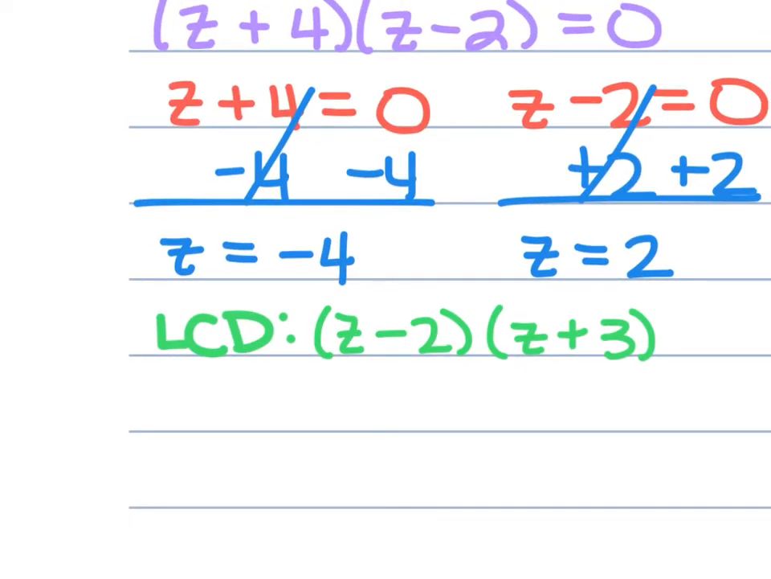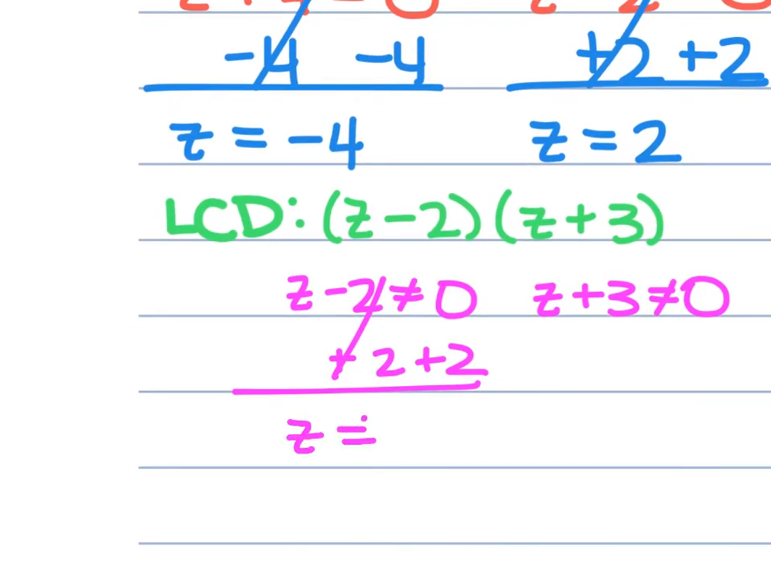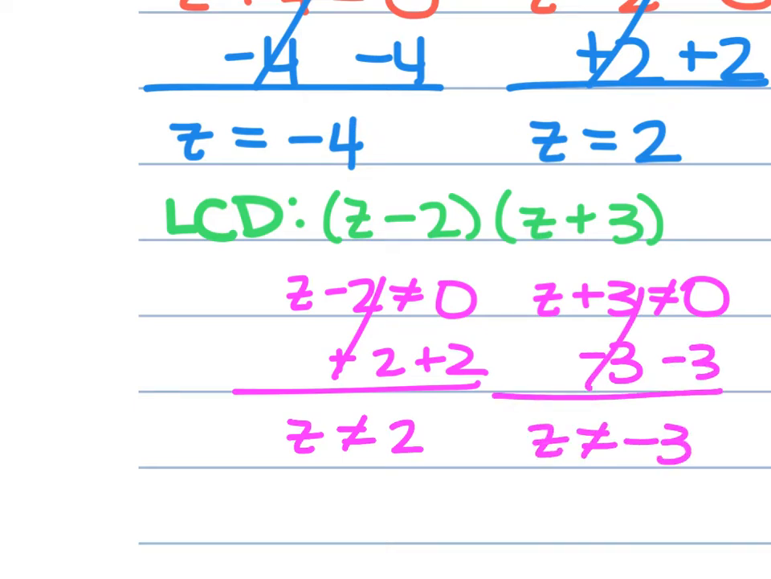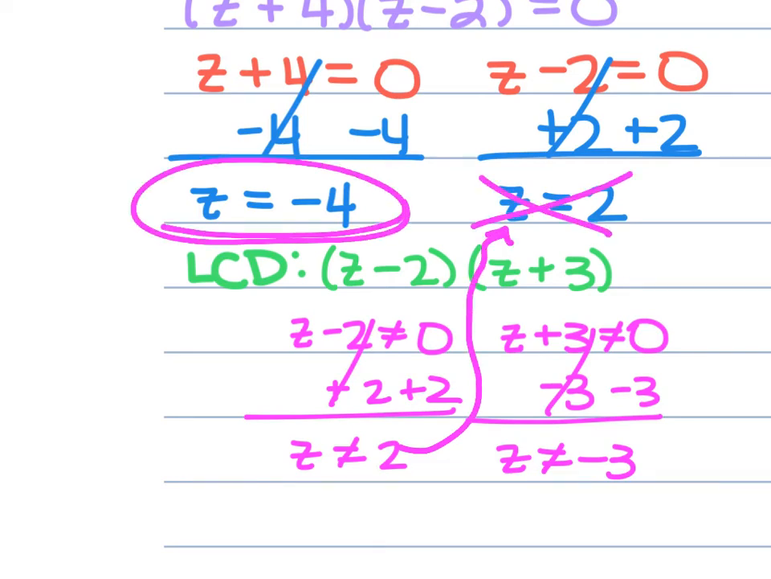So what z cannot equal: z minus 2 cannot equal 0, z plus 3 cannot equal 0. Add the 2, we get z is not equal to 2. Subtract the 3, z cannot equal negative 3. So if we look here, z cannot equal 2, and z is equal to 2, so this is an extraneous solution. Our only solution is z is equal to negative 4.